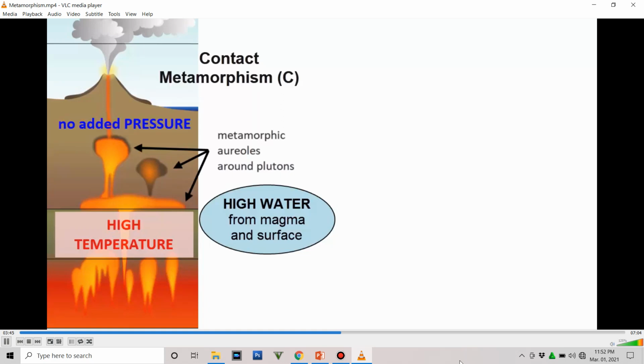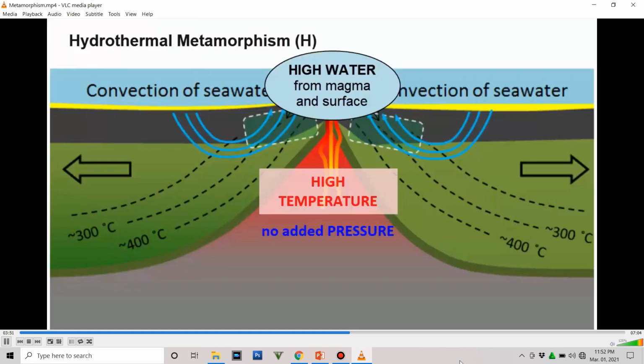Rocks around the edges of a magma chamber undergo what we call contact metamorphism. Rocks further away can be metamorphosed by the hot fluids that migrate upward and outward from the volcanic zones. We call that metamorphism hydrothermal metamorphism.